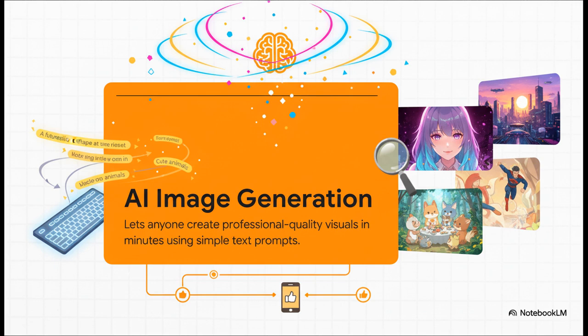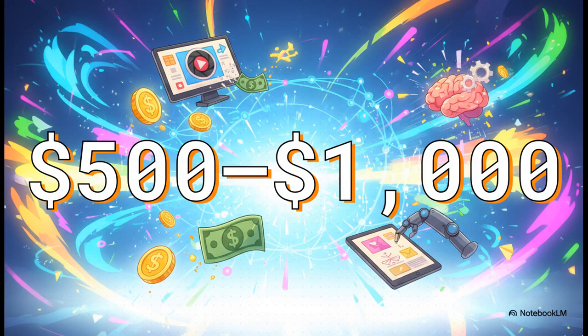All it takes are simple text descriptions, which we call prompts. And the impact isn't just about saving time. Let's talk about money. If you're a creator making, say, 20 videos a month, hiring a designer just for your thumbnails could easily set you back $500 to $1,000. With AI, that cost just disappears. That is real cash back in your pocket every single month.